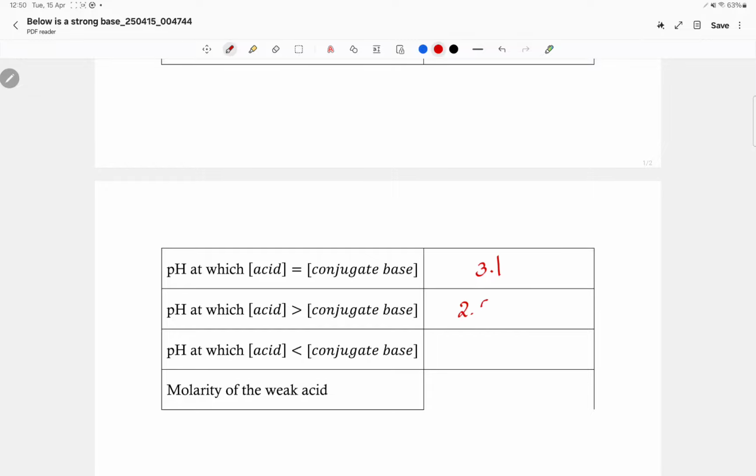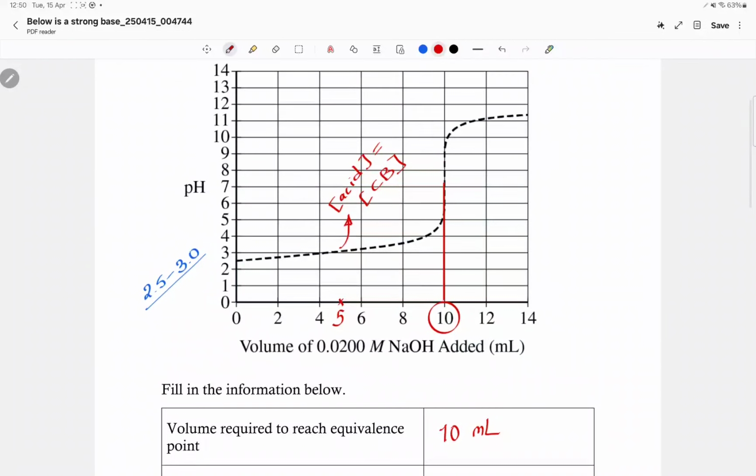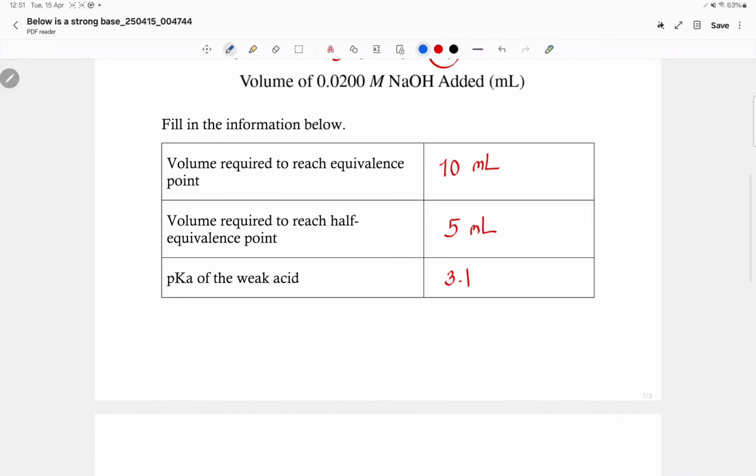The pH at which the acid has less concentration than the conjugate base. That would be any point on the semi-horizontal line on the right of the half equivalence point. So any point on the curve here before we jump to the vertical line. So that could be pH ranging from above 3.1 basically, all the way to 4. So I'm going to write 3.2 to 4.